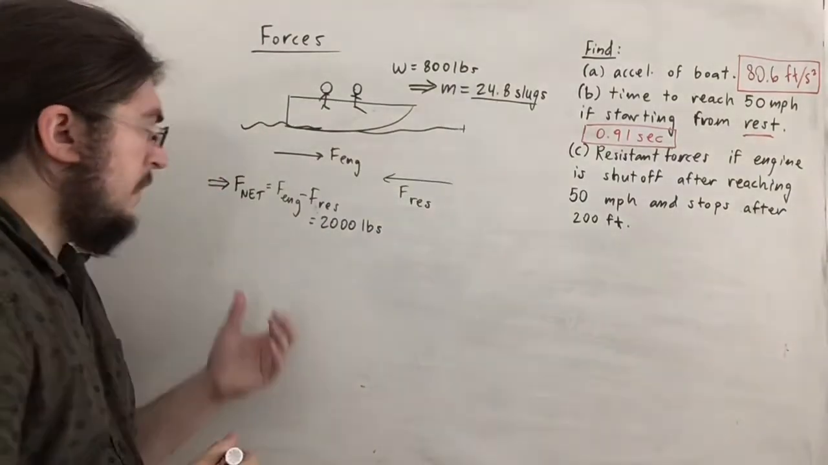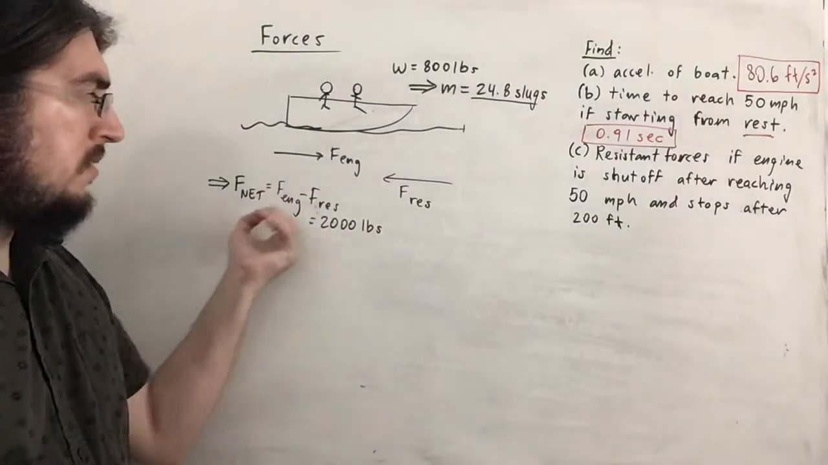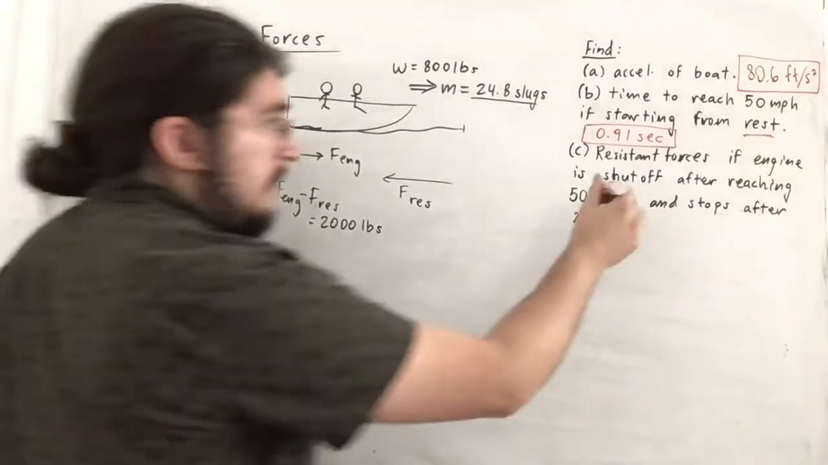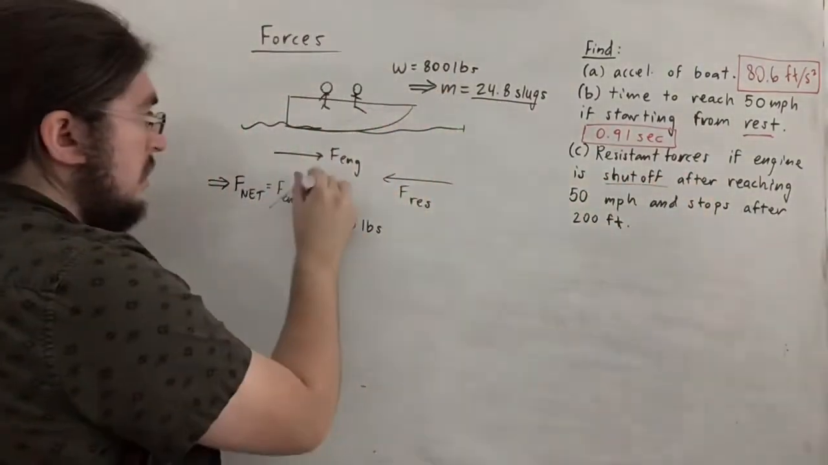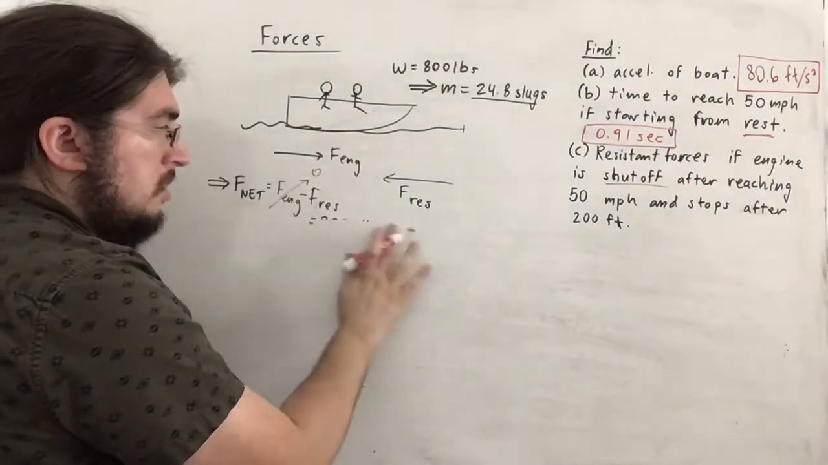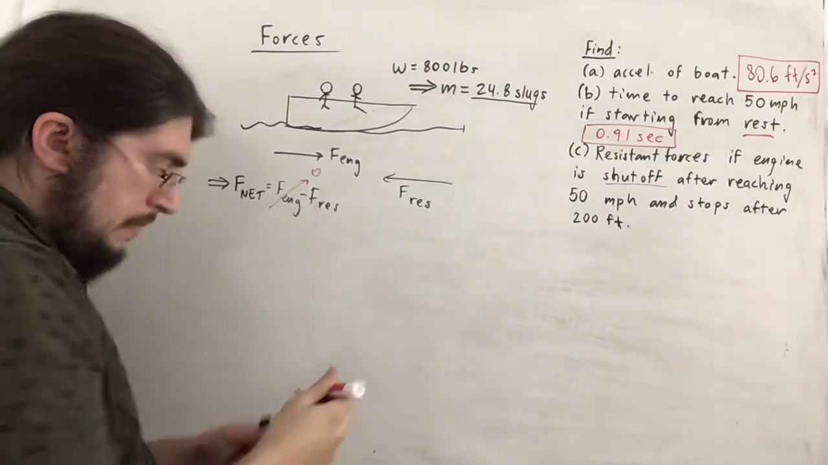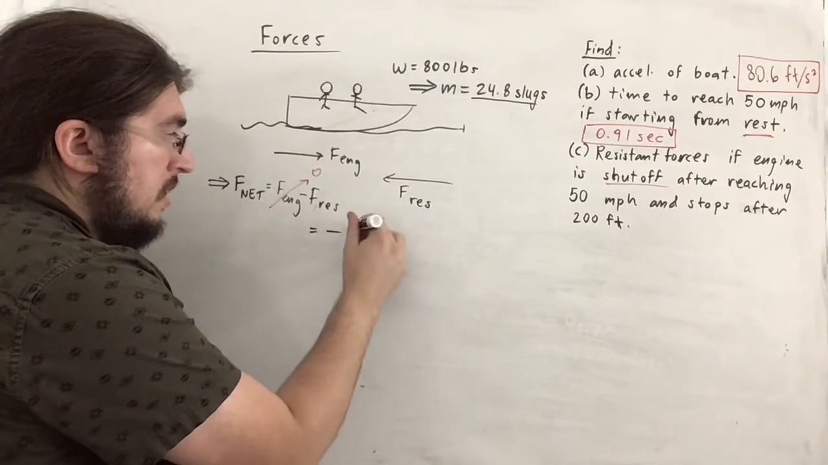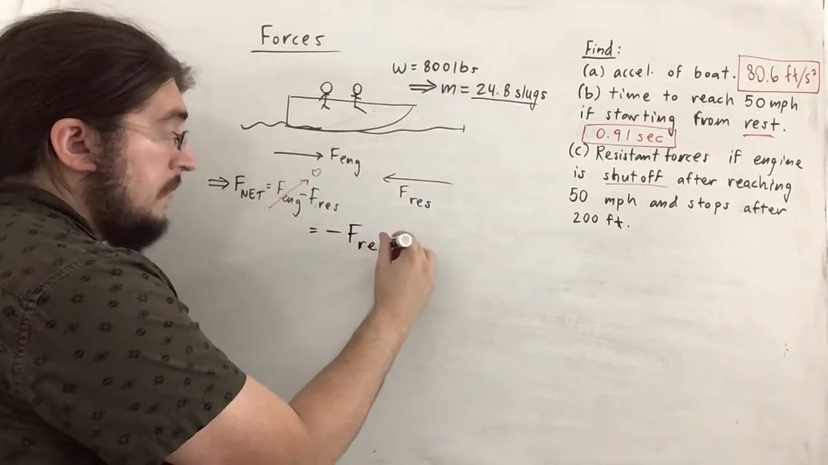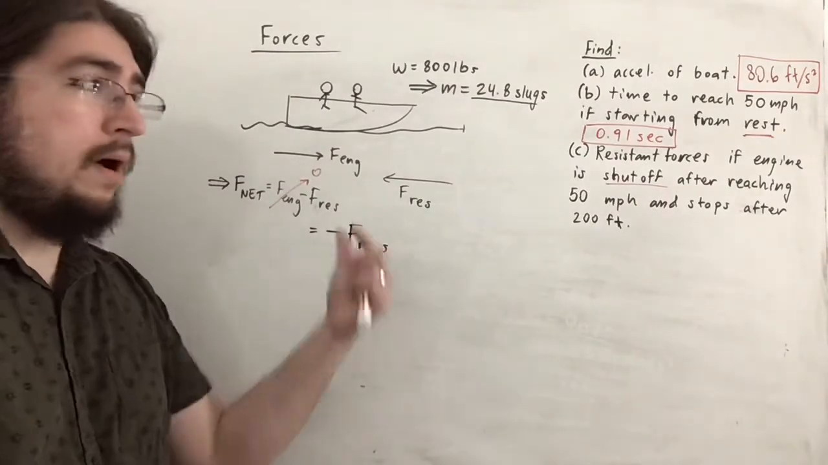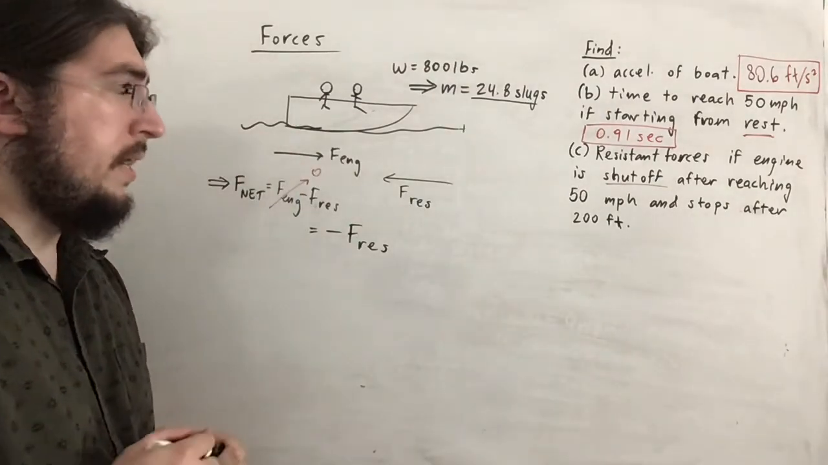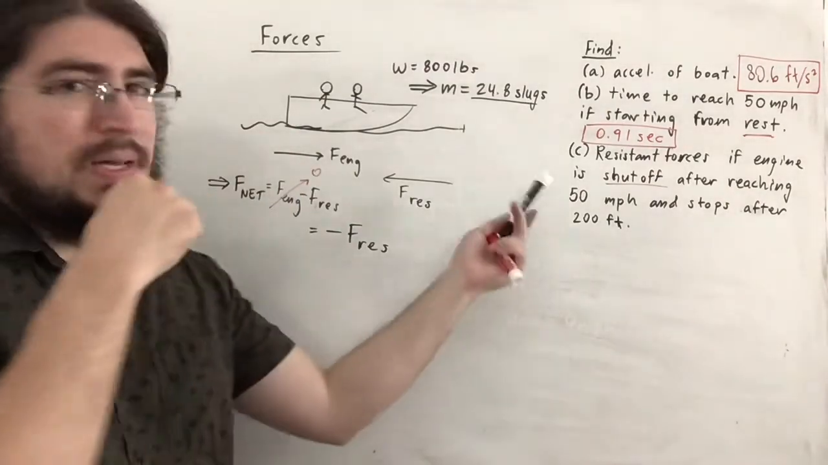Like I previously mentioned, we'll be using net force is equal to engine force minus resistant force. But since we are shutting off our engine, this goes to 0, so the output is no longer 2,000 pounds. In fact, the net force now will just be the negative resistant force. So it's going to be a negative value because it's going in the opposite direction that the boat is headed towards. So that's fine. But there's all this other stuff that's given here.